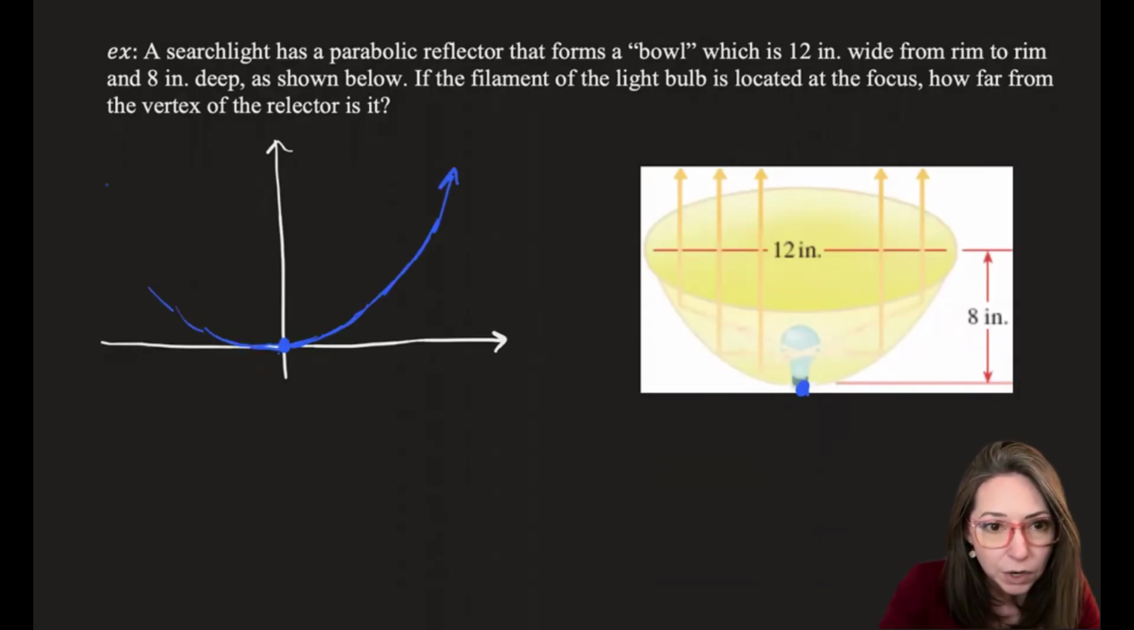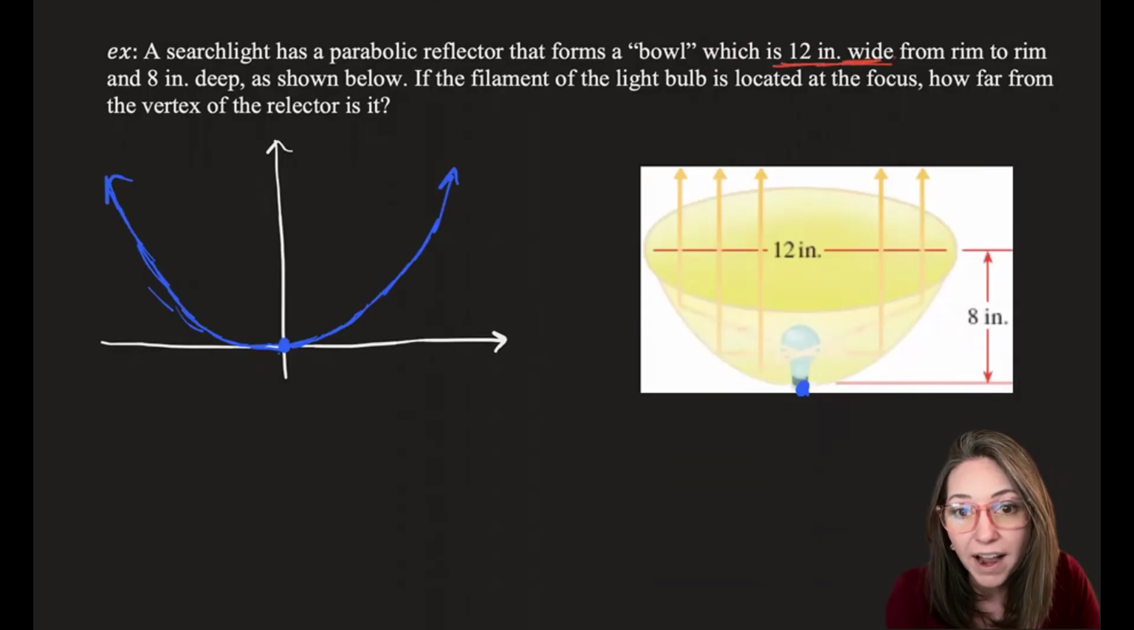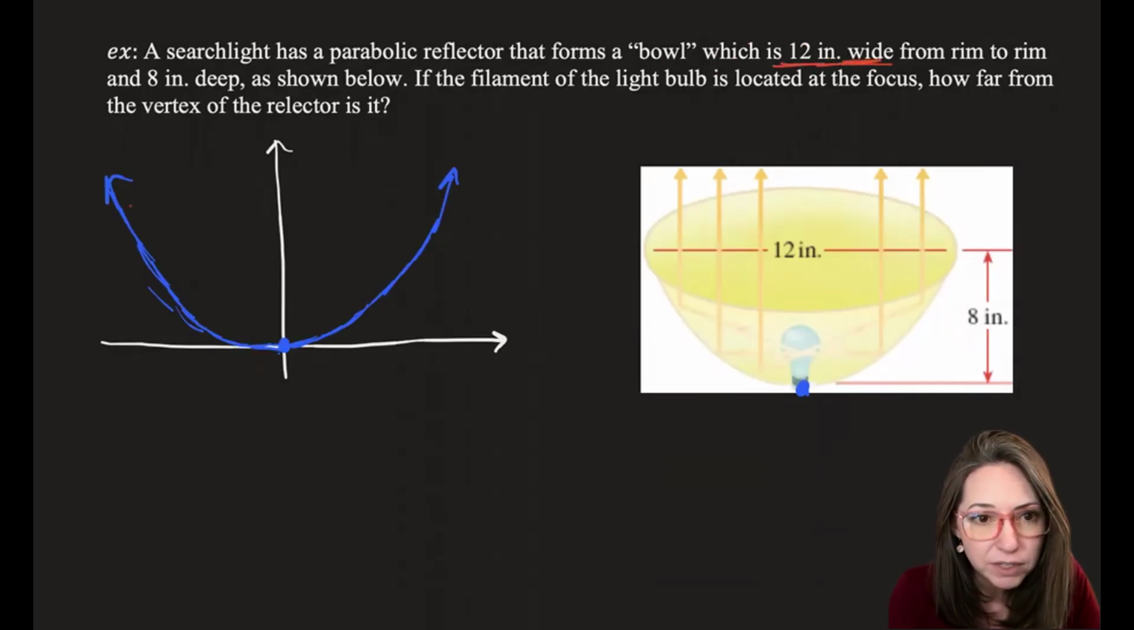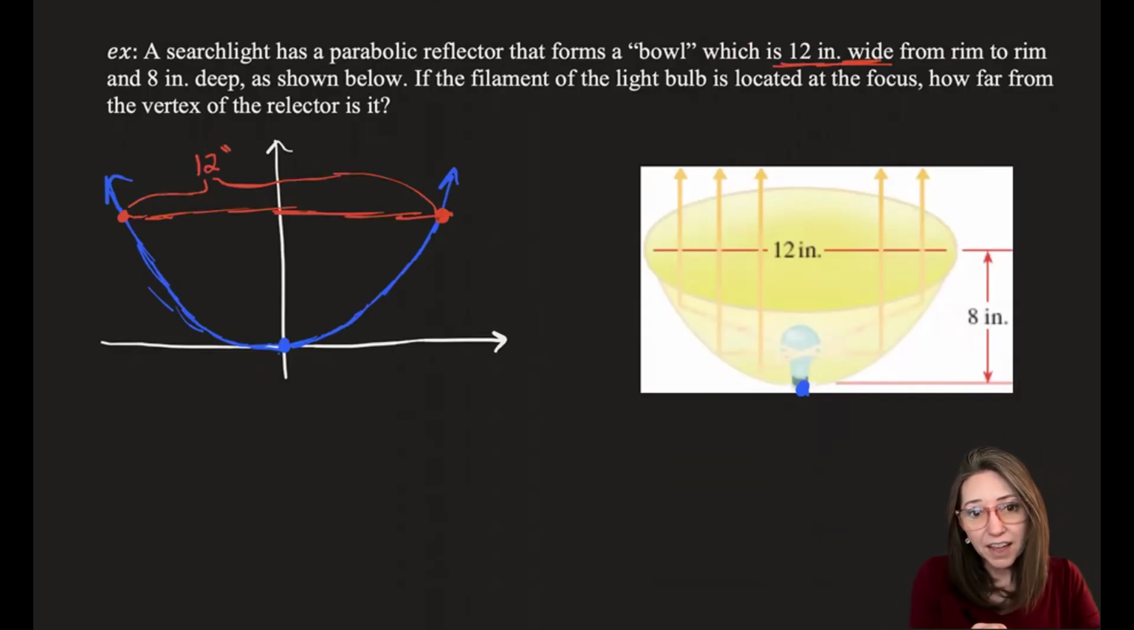Okay, and we're going to find some points on this parabola based off of the problem as given, right? It says it is 12 inches wide from rim to rim. So at some point we have the rim of the bowl. Let's call it this point right here, right? So that distance in total is equal to 12 inches, right? And we also know that at that same point, it's 8 inches deep.